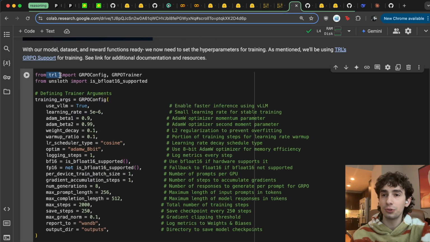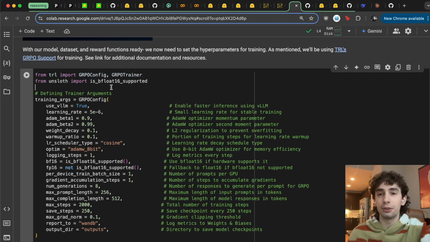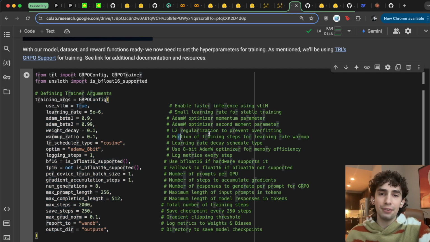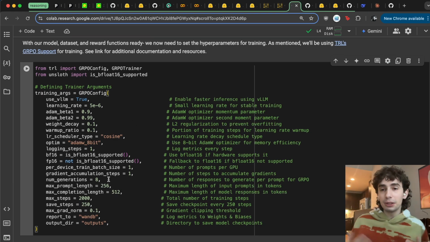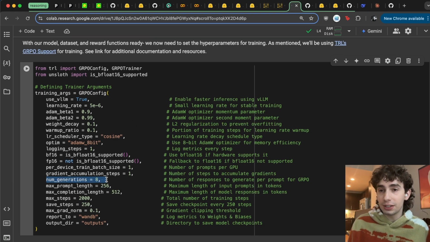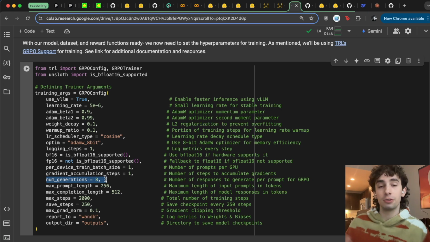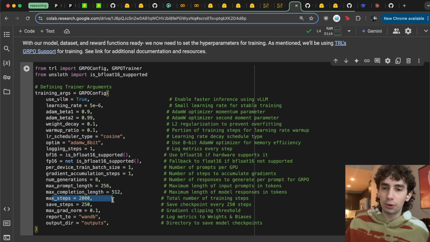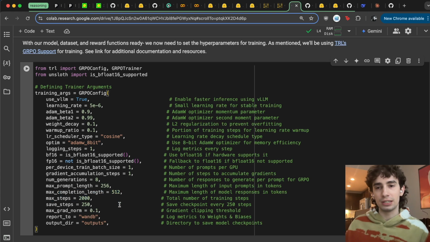So from the Transformer Reinforcement Learning package, we can create a GRPO config and a GRPO trainer. This config is nice and lengthy. I have some additional comments here for what each one of these arguments actually does, but the main thing we care about here is really the number of generations, which is going to be the number of responses that we generate per prompt for the GRPO algorithm. Also, the max completion length, which is going to be the maximum length of the model responses in tokens, and of course, the maximum steps that we take.